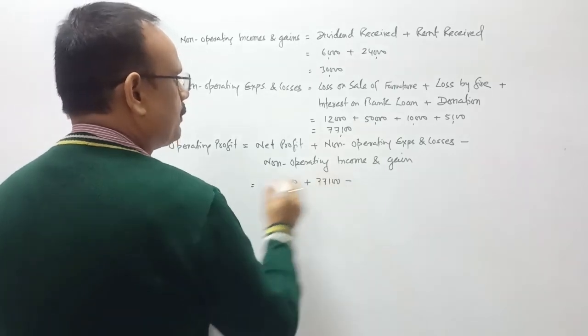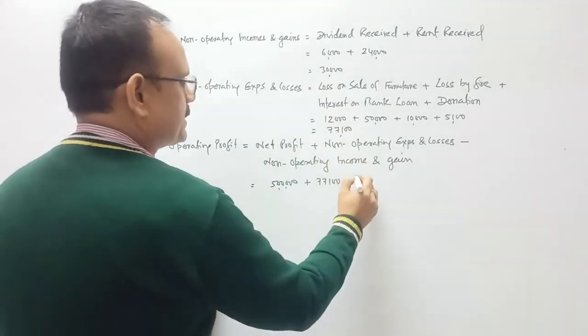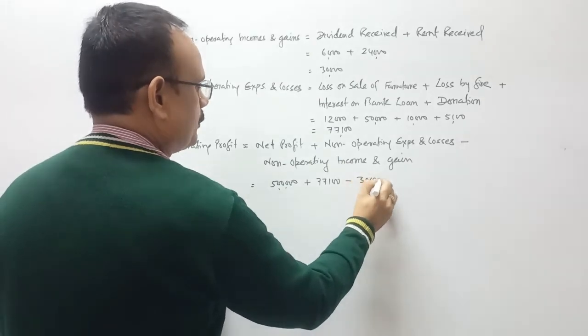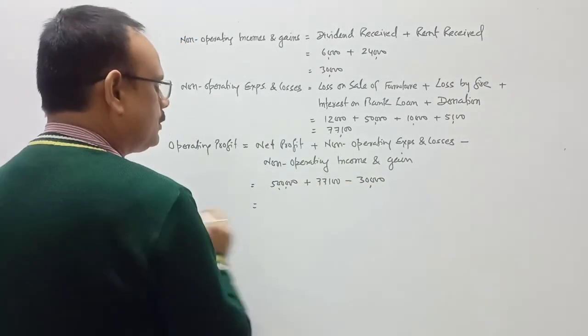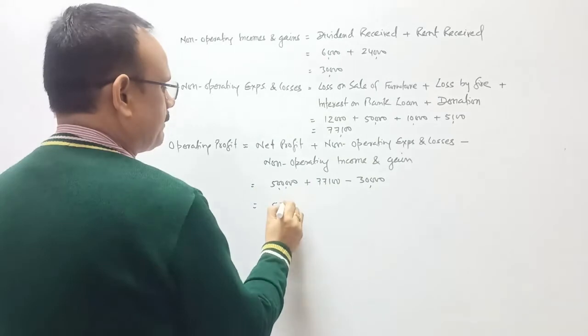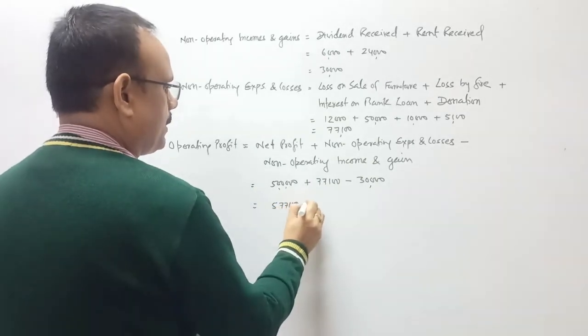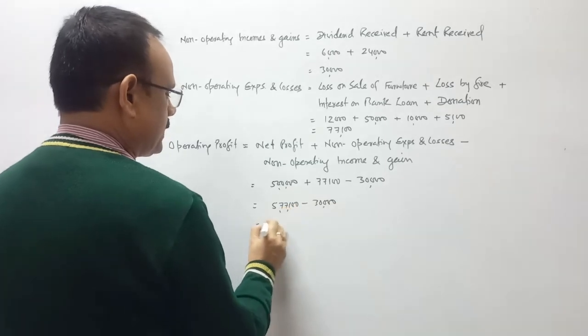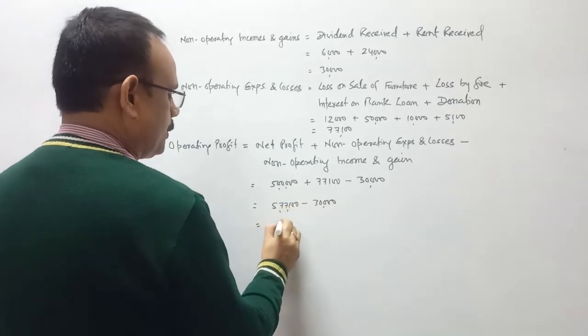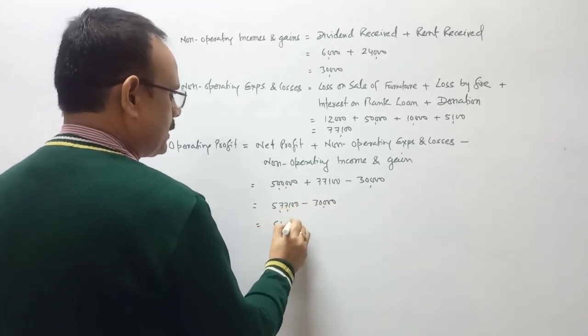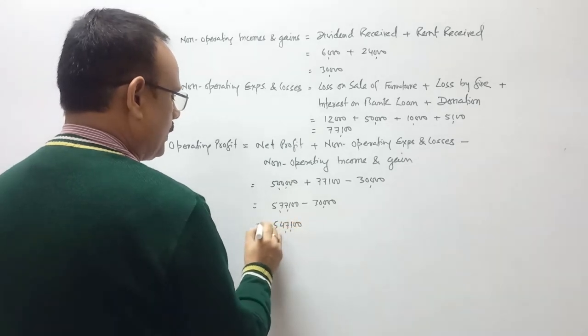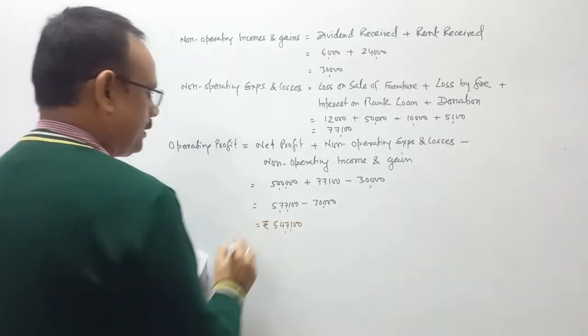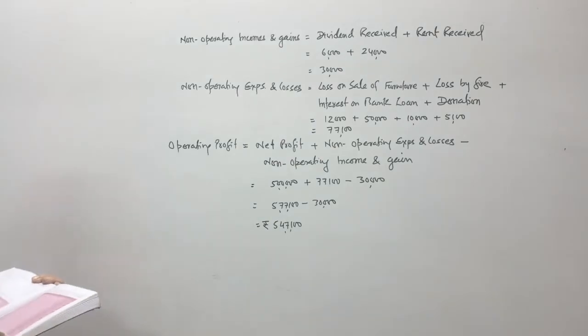So what we will do: non-operating expenses and losses, 77,100, we will add, and non-operating incomes and gains, that is 30,000, we will deduct. So 5,77,100 minus 30,000 is 5,47,100, which is our operating profit. Coming to the next question, a short question.